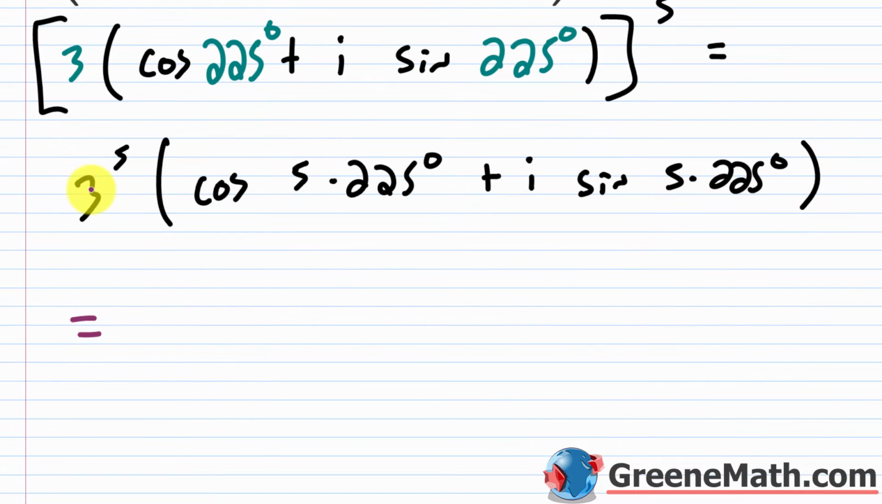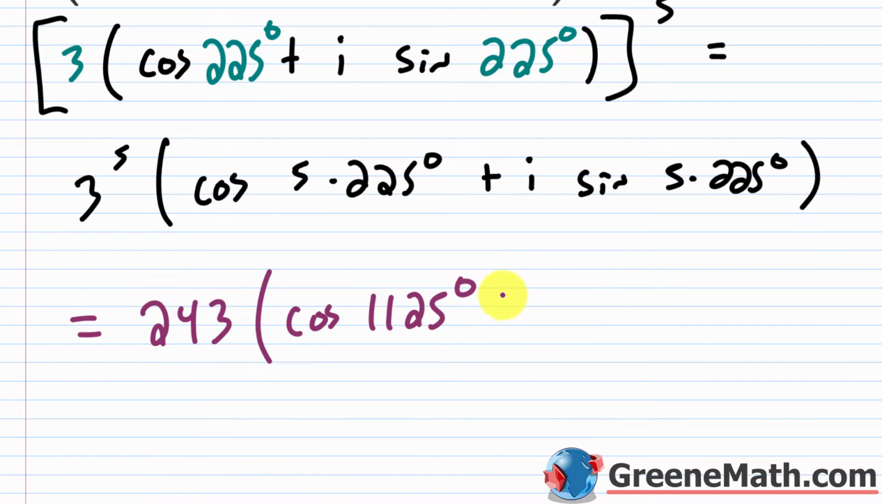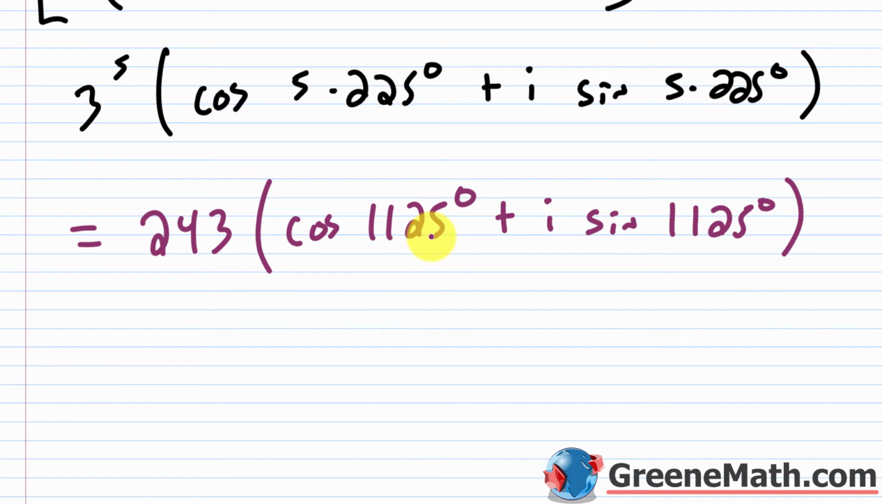Let's put equals here. 3 to the 5th power, again, that's going to be 243. And then times the quantity, you have the cosine of 5 times 225 degrees. That's going to be 1,125 degrees. So let's say the cosine of 1,125 degrees. Then plus I times the sine of, again, it's the same thing, so 1,125 degrees. Let's close that down. Now, what I would do is put this in terms of its coterminal angle.